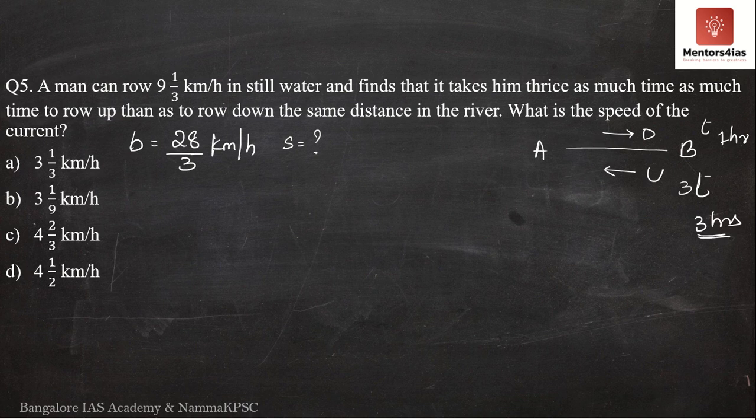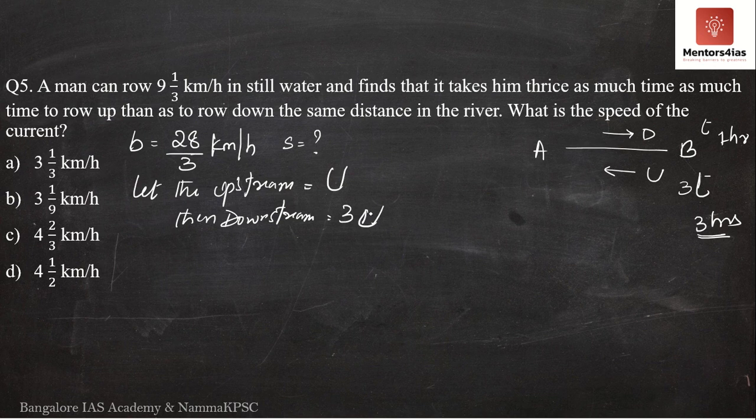Now, whenever you get this kind of a question where it says that a man finds out that he takes thrice as much time or twice as much time or 4 times as much time, I will tell you what to do. Everybody knows we always represent upstream speed as u and downstream speed as d. Therefore, I am going to say let the upstream speed be u. Now, if the upstream speed is u, then the downstream speed will be 3u.